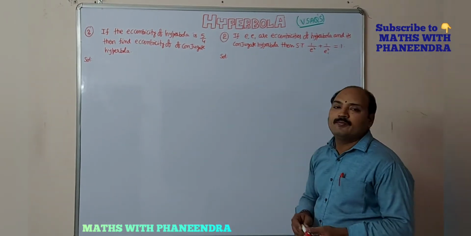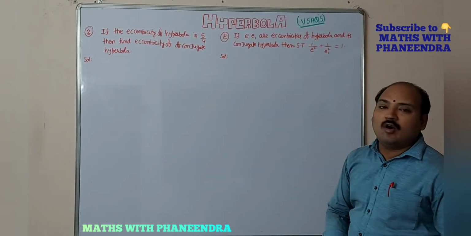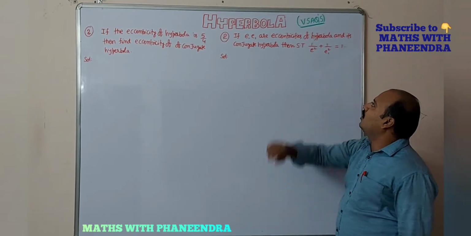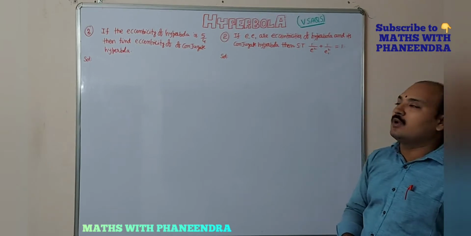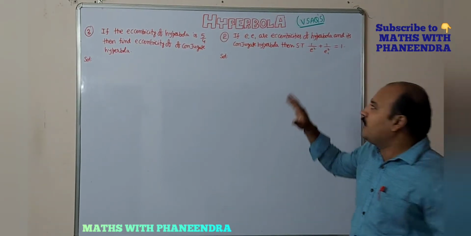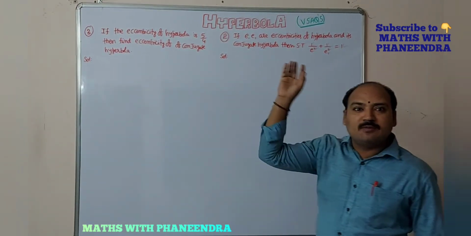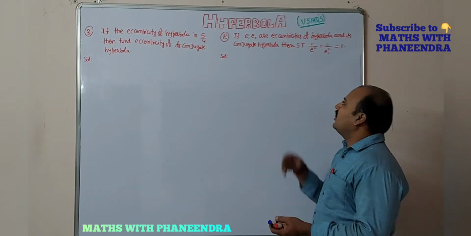Question number 2. If E and E1 are eccentricities of a hyperbola and its conjugate hyperbola, then show that 1 by E square plus 1 by E1 square equals 1. Sometimes this question is asked for 2 marks, sometimes for 4 marks. Anyway, we will discuss it here.